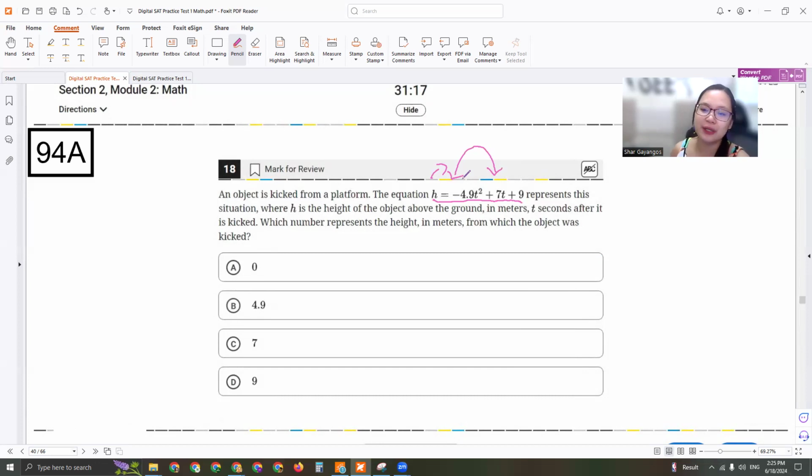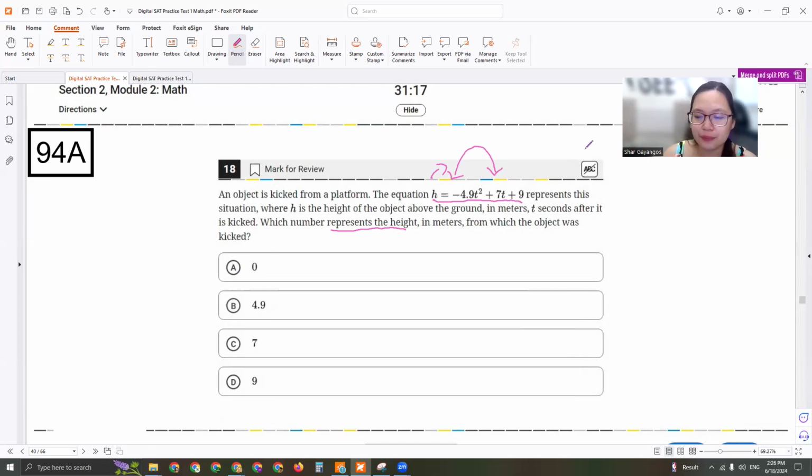Let's continue. It represents the situation where h is the height of the object above the ground in meters, t seconds after it is kicked. Which number represents the height in meters from which the object was kicked? Oh, okay, interesting. So we apparently don't have to find anything. We just need to inspect and understand what the graph tells us, right?